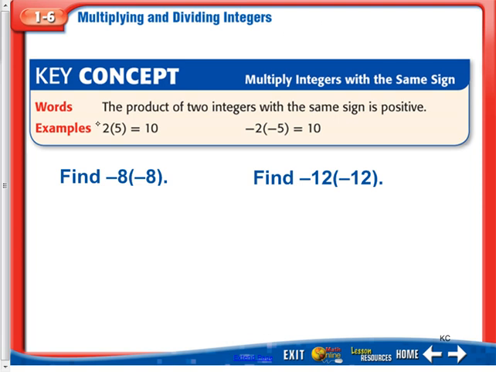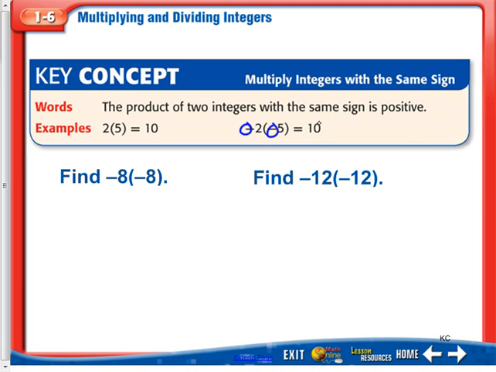Now, the product of two integers with the same sign is positive. Again, I don't have any negatives, so I know it's going to be positive. 2 times 5 is 10. Now here I have two negatives, and 2 is an even number, and so any even number of negatives will have a positive. So 2 times 5 is 10.